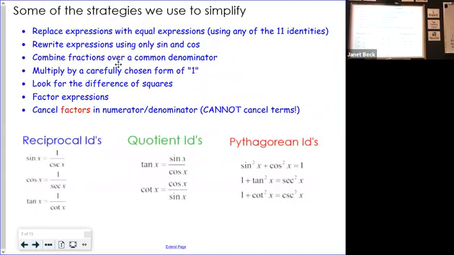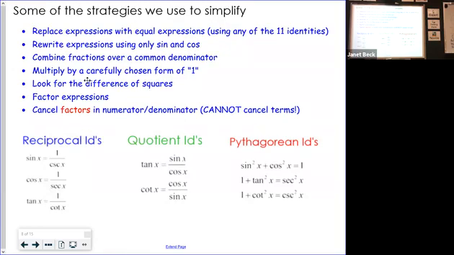So, some hints about how to solve these. Remember that you're replacing expressions with something equal to them. So you're using one of these 11 identities. One technique, if it's quite a simple problem and it hasn't got any fractions or anything squared, try replacing things like tangent with sine over cos, cotangent with cos over sine. Write everything in terms of sine and cos. Combine fractions over a common denominator. We did one of those yesterday. You're going to do another one in a minute.